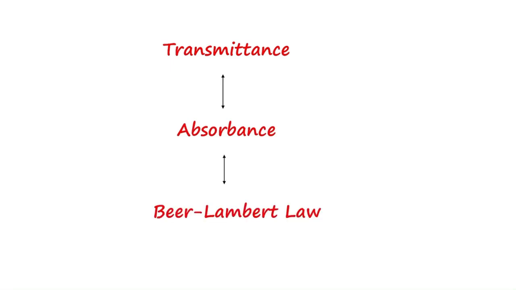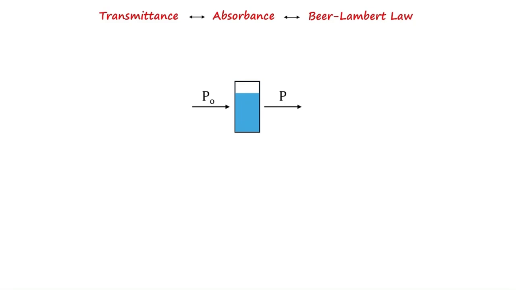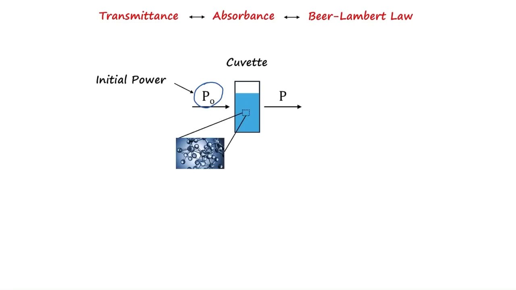When we shine light onto a sample, like in UV-Vis spectroscopy, the light coming from the source has an initial power, which we call P0. This beam enters the sample, usually held in a transparent cuvette. As the light passes through, some of it interacts with the molecules in the sample.